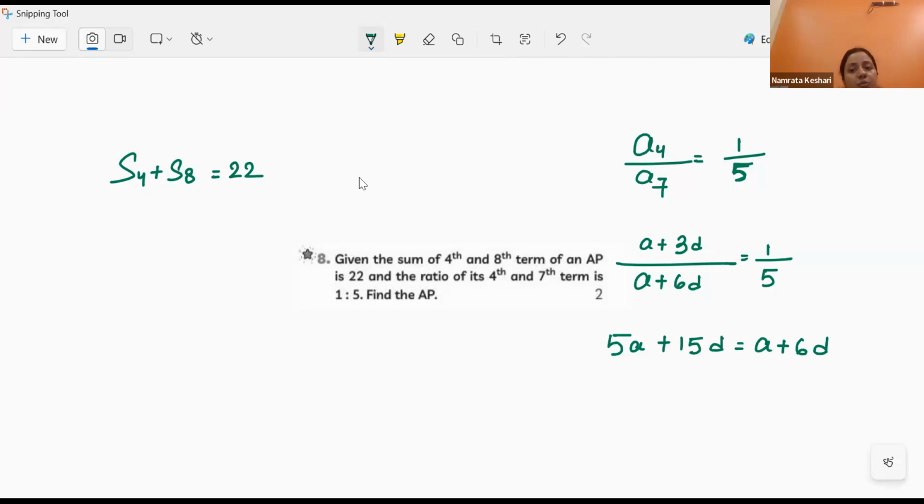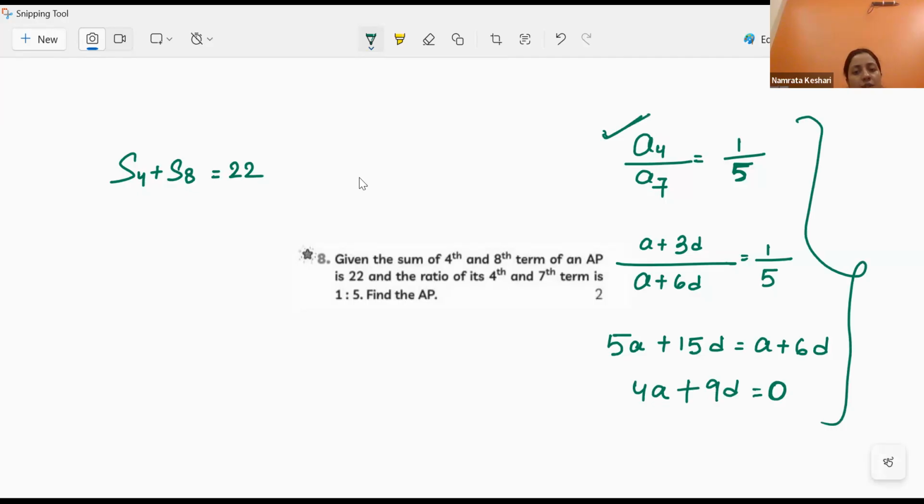What are we trying to do? Maybe we are trying to create a relation between a and d. 5a minus a is 4a, and 15d minus 6d is 9d, that is 0. We are just having this condition in our hand. The ratio which was given to us, from there we ended up getting something like this, and we will check whether we can use it or not. Making sense?